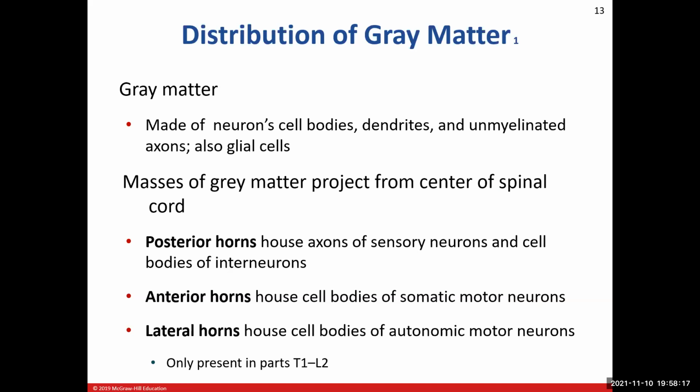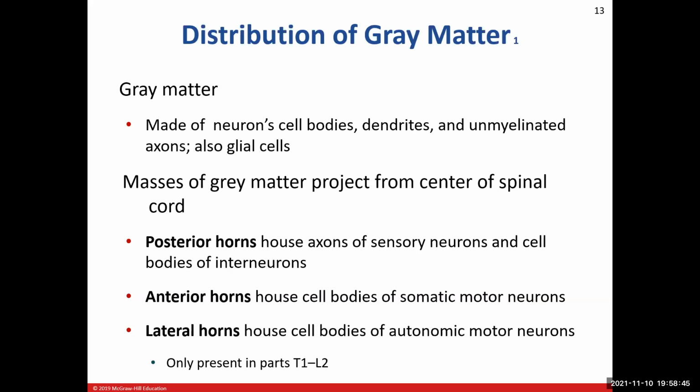Okay, so we talked about gray and white matter in the brain. Now I want to talk about the distribution of the gray and white matter in the spinal cord. In the brain, we saw that the cerebral cortex, the outer portion of your brain, is gray matter, and internal to that is the white matter. In this scenario, we kind of flip-flop that.